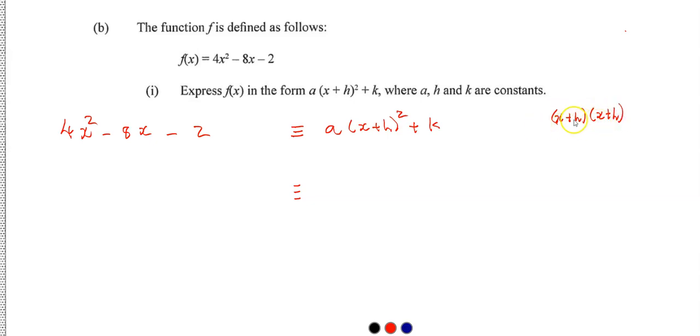And upon expanding this, what you get there is x squared plus 2hx plus h squared. So you're going to multiply this bit by a. So we're going to have a times x squared, there's ax squared, plus, let's just put the bracket there, times that by a. So a into that is ax squared, and a into that is 2ahx.